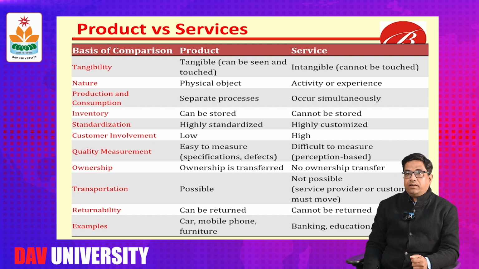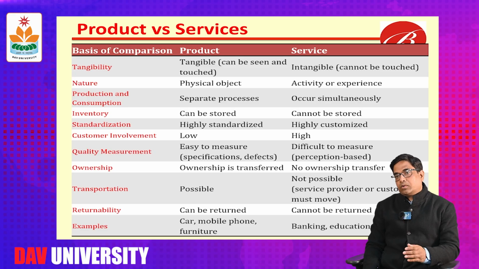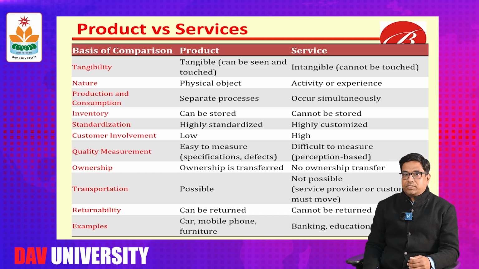Then quality measurement: it is easy to measure in terms of defects and specifications. When we are talking about services, it is difficult to measure. So services are more or less perception based. Then ownership: in the case of a product, the ownership can be transferred, whereas in services, no ownership transfer is available. Then transportation: transportation of a product is possible, whereas transportation of services is not possible.